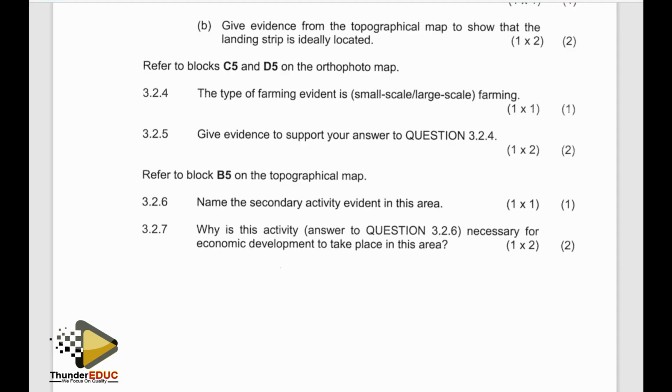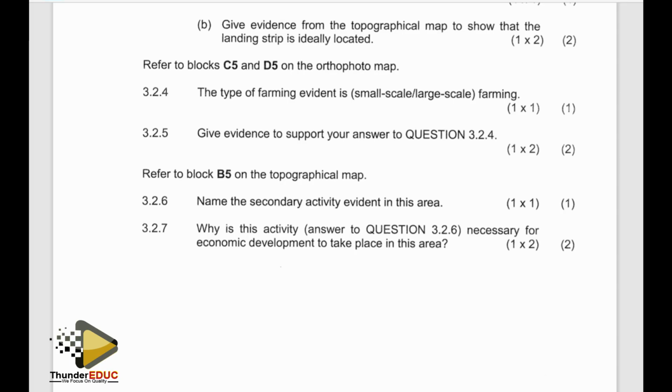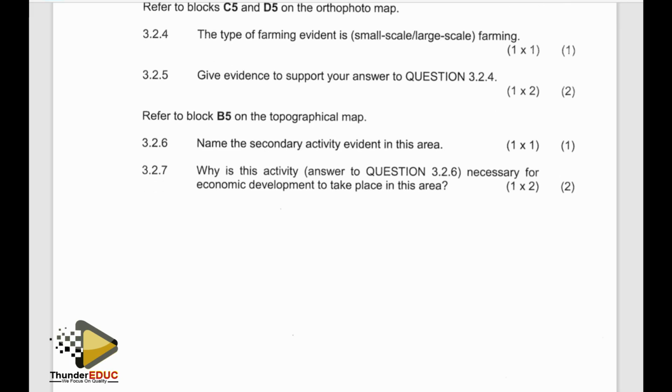Then when we are now refining the crops, for example, turning the maize into maize meal, that is now a secondary activity. We are now adding value to the primary product. Or we can talk of fishing as a primary activity. We get fish, but now we need to process the fish into different products. That is now part of secondary production. So you check and see which one is evident from the block given on the map.